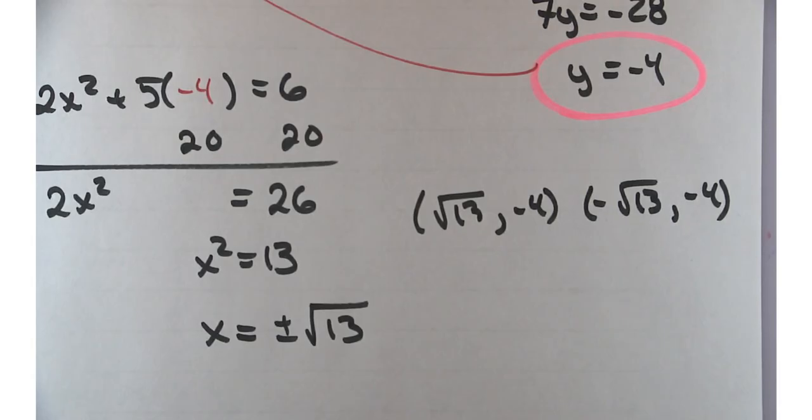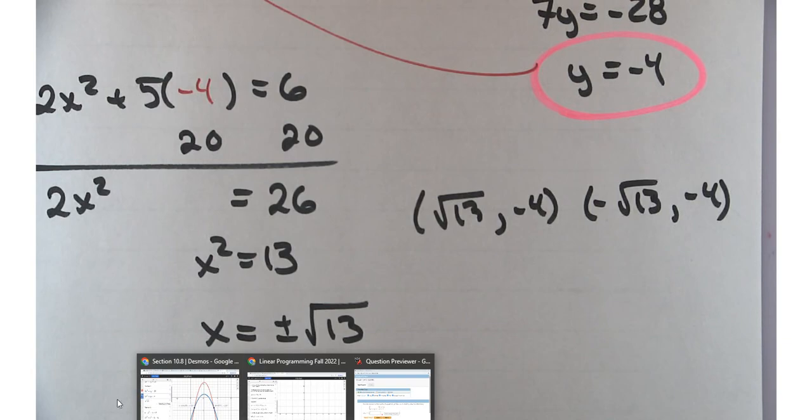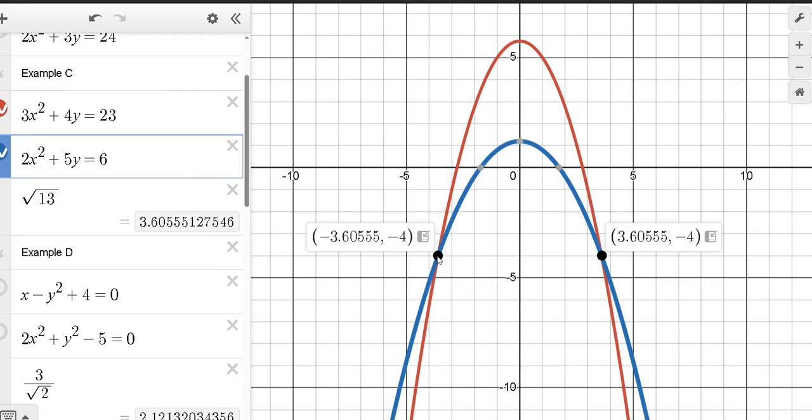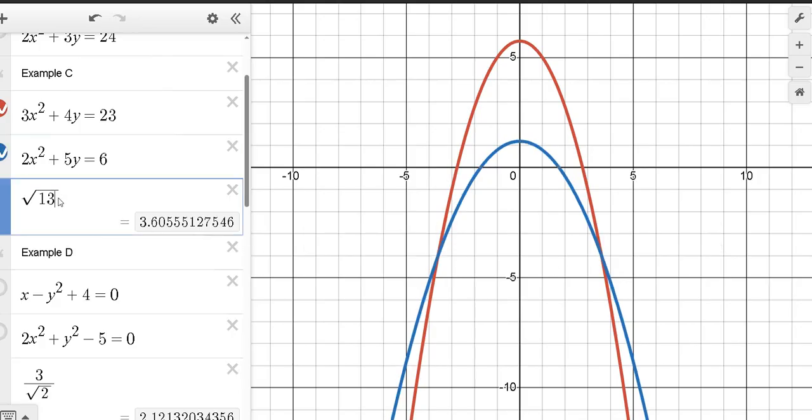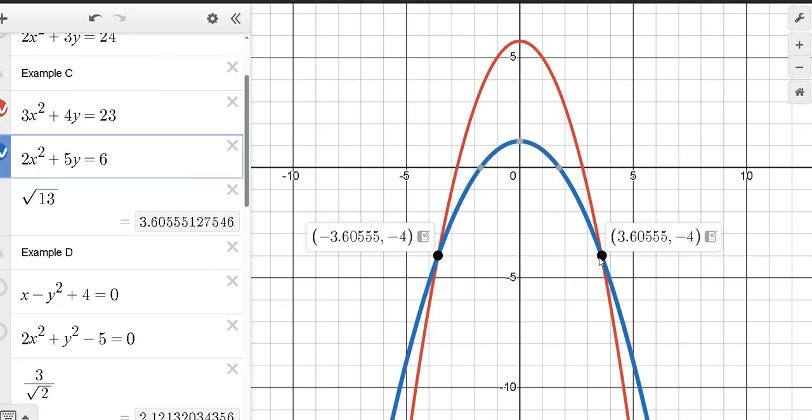If you actually looked at this on a graphing calculator or on Desmos, here's what you would see. You'd see these 2 points, and you look at that and you're like, is that the right answer? But you can calculate square root of 13 and you'll find out that, oh yeah, it does intersect right about there. So, looking good. 2 solutions. Let's keep rolling.